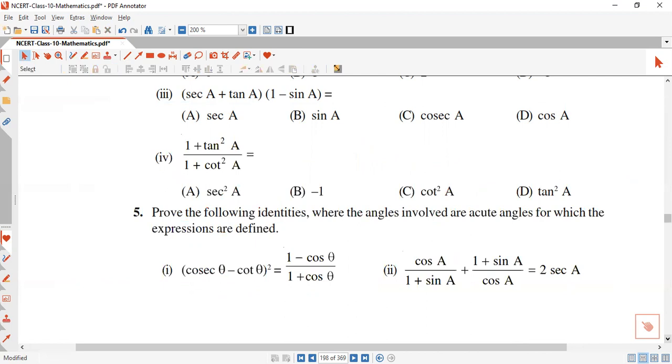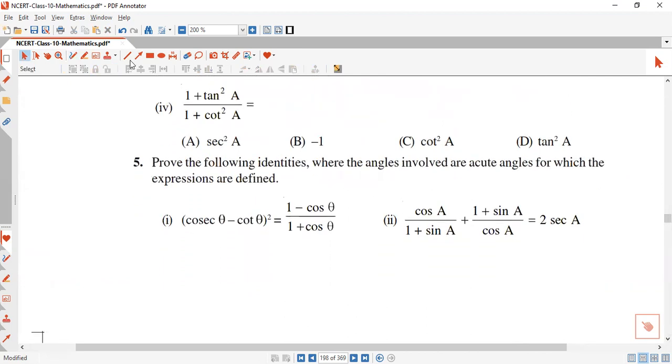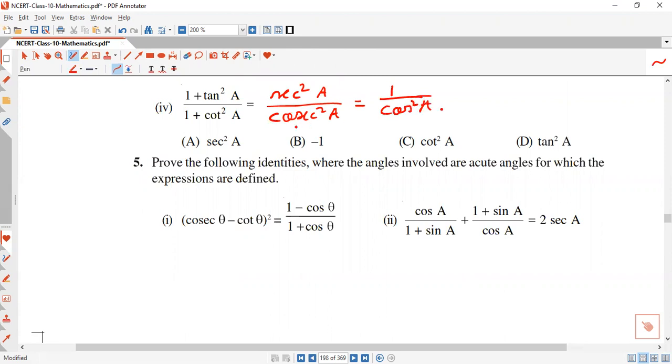Now, question number 4. 1 plus tan square A divided by 1 plus cot square A. Not a big deal. 1 plus tan square A, you know very well, is sec square A. And 1 plus cot square A is cosec square A. Sec square A can be written as 1 upon cos square A, and cosec square A as 1 upon sin square A. So it goes to sin square A upon cos square A. That will be tan square A. D is the answer.